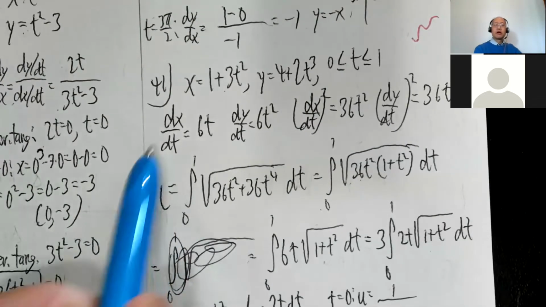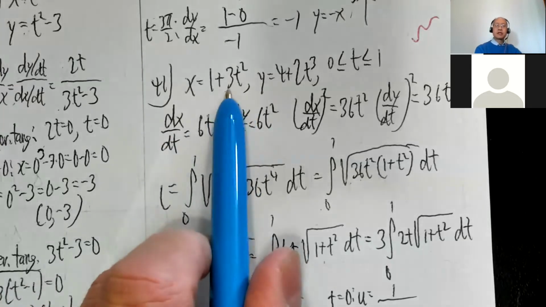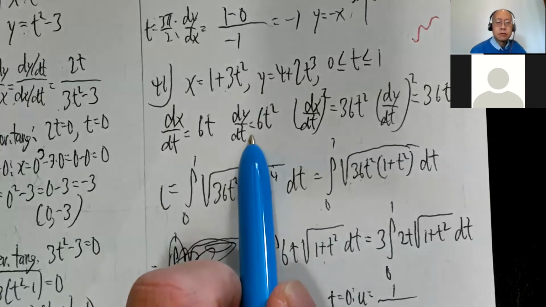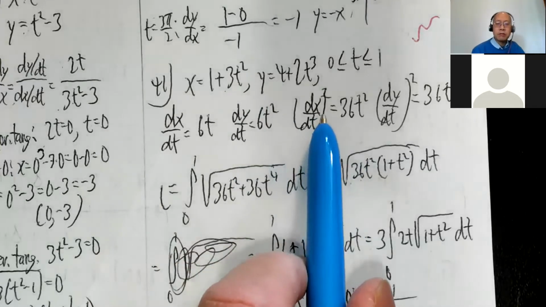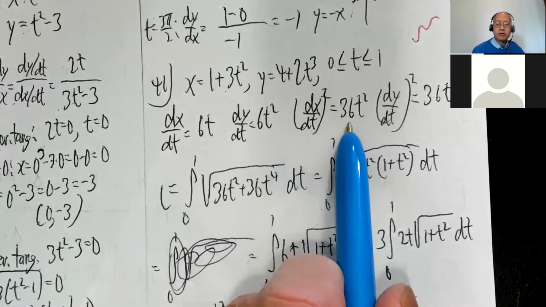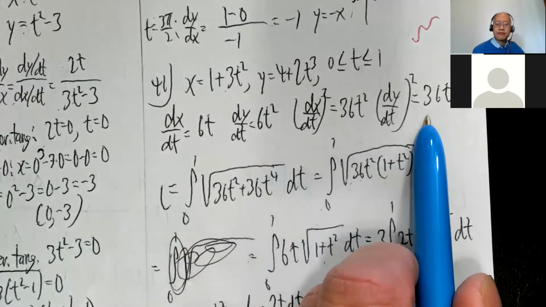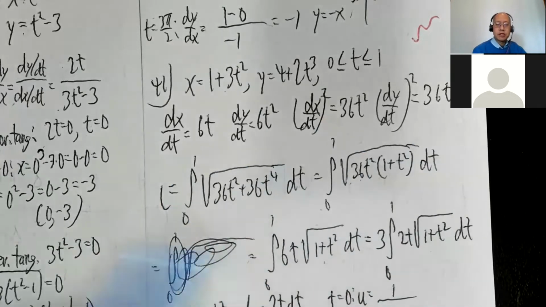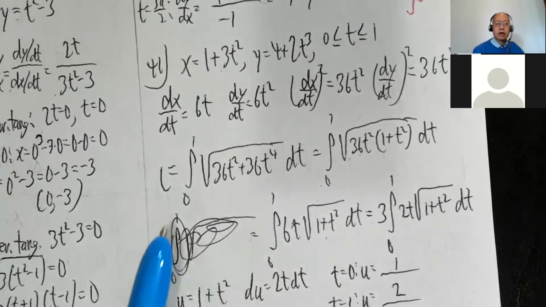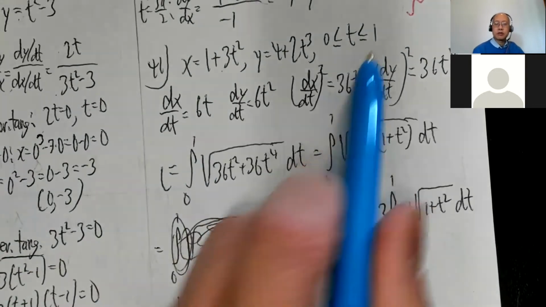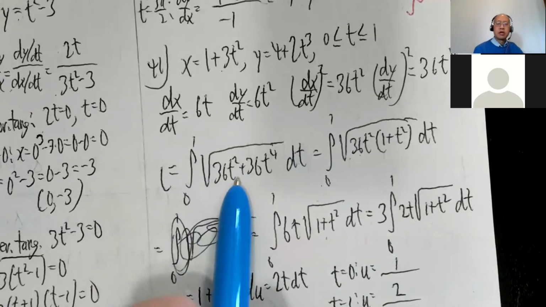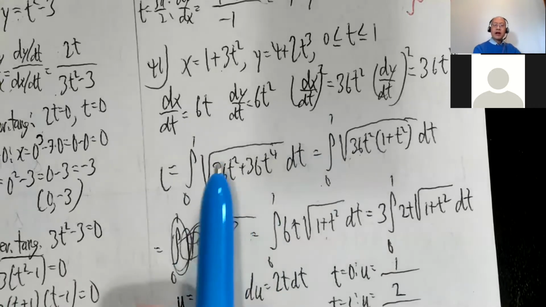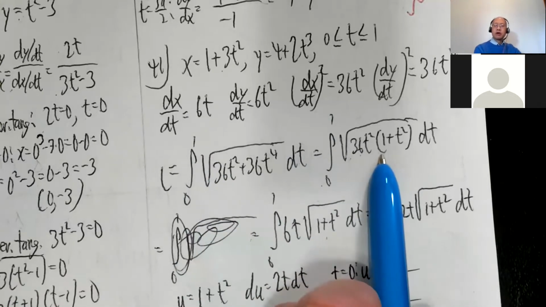So hopefully it's pretty straightforward. Find dx/dt, derivative of this is 6t. dy/dt is 6t squared. By formula, I'm supposed to square them. So if you square that, it's 36t squared. Square that is 36t to the 4th. And when you integrate, take the square root of the sum of squares. So the arc length is the integral from 0 to 1 of the square root of 36t squared plus 36t to the 4th. Factor out the 36t squared, 1 plus t squared.